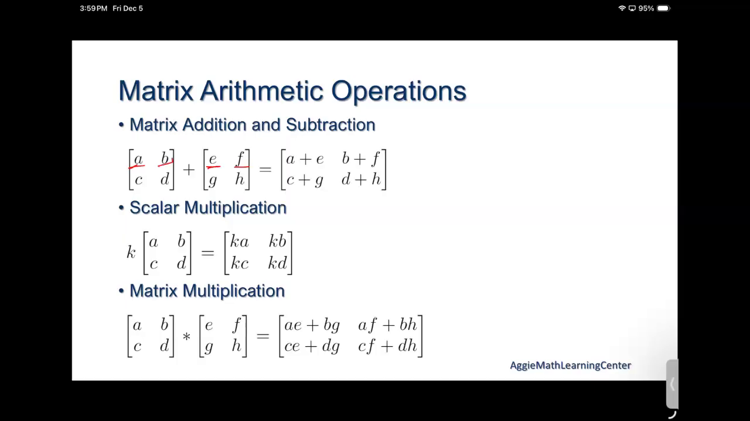With scalar multiplication, you have the scalar right here, and it multiplies to each position. So k times A, k times B, k times C, k times D.